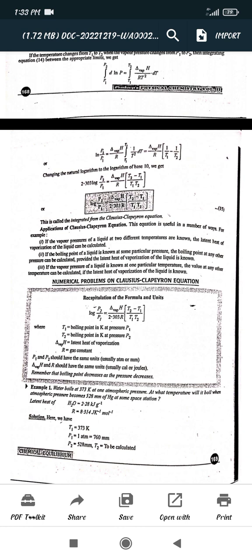Now the applications of the Clausius Clapeyron equation: this equation is useful in a number of ways. First, if the vapor pressures of a liquid at two different temperatures are known, the latent heat of vaporization of the liquid can be calculated. Second, if the boiling point of a liquid is known at some particular pressure, the boiling point at any other pressure can be calculated, provided the latent heat of vaporization of the liquid is known. Third, if the vapor pressure of a liquid is known at one particular temperature, the value at any other temperature can be calculated if the latent heat of vaporization of the liquid is known.